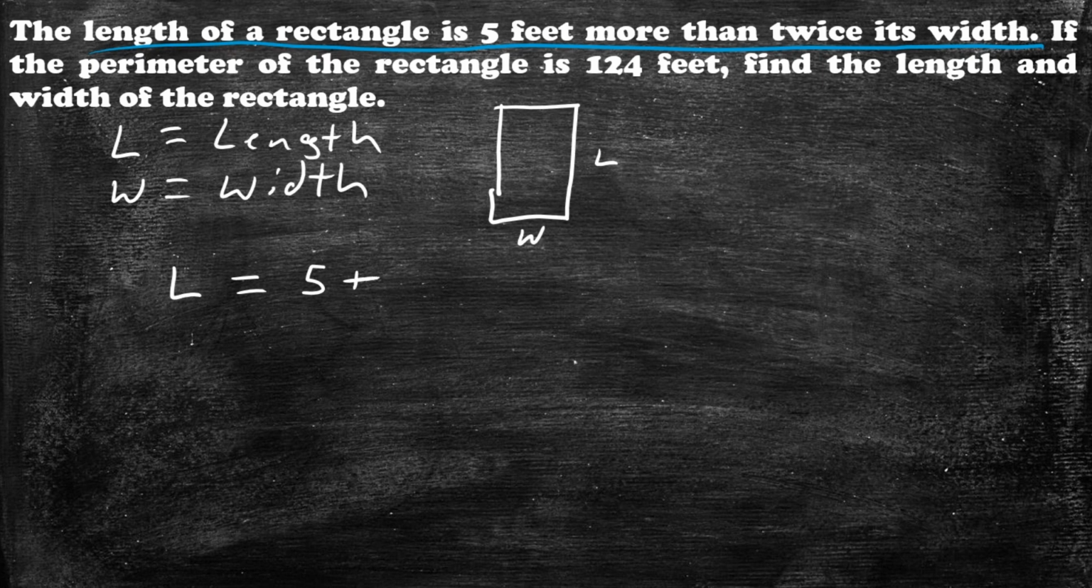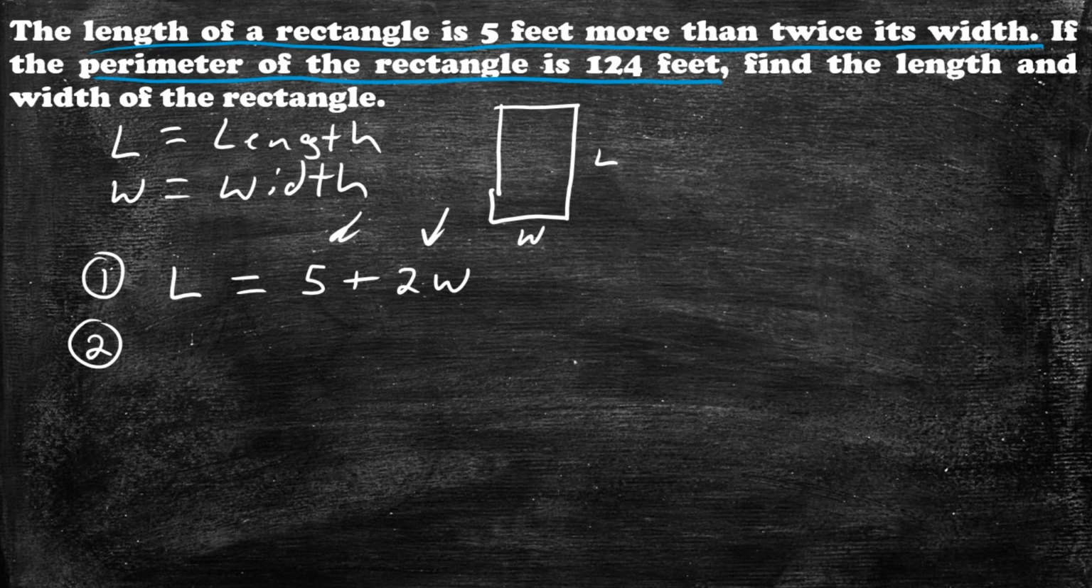So 5 plus 2w. 5 feet more than twice its width. Okay, so that right there is our equation number 1. And for equation number 2, let's look at the problem again. It says if the perimeter of the rectangle is 124 feet.